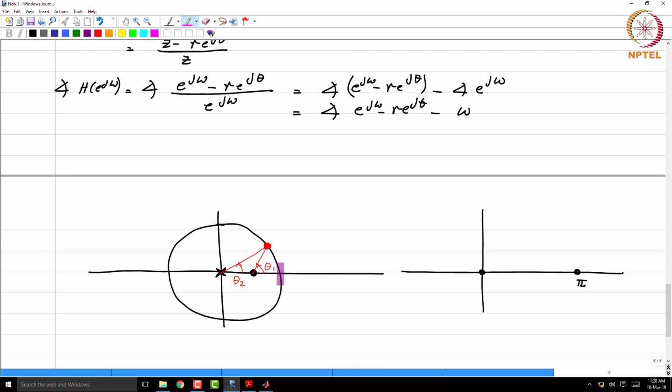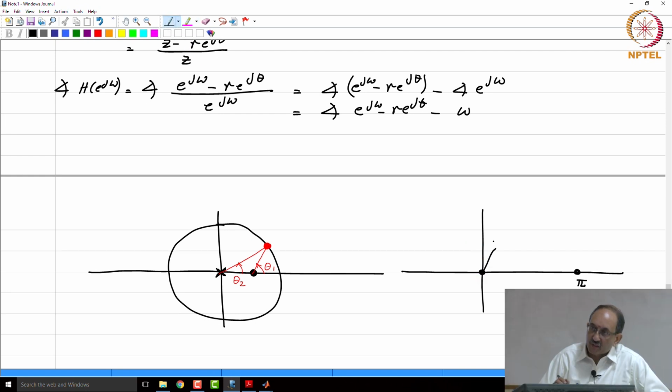When you increase the frequency from omega equals 0 and go up around the unit circle, clearly theta 1 increases more rapidly than theta 2. Therefore, theta 1 minus theta 2 will be positive, and hence you can expect the phase response to increase, and then it will reach a maximum and then become 0 again, because we know that at these 2 points the phase response has to be 0.